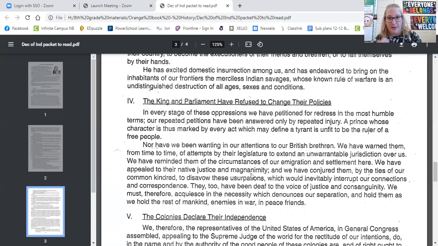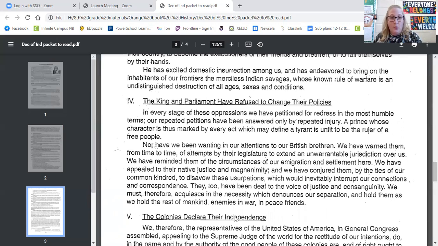They too, highlight this part, have been deaf to the voice of justice. They're not listening to us. We're telling them how awful you are to us. And if they don't watch out, you're going to be awful to them too. Have been deaf to the voice of justice and consanguinity. Okay, so highlight that part.